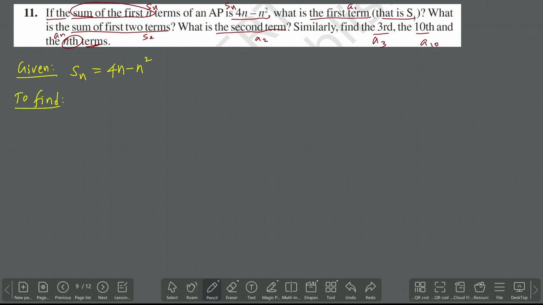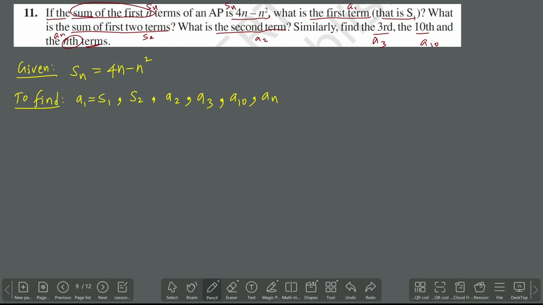But to find, there is a lot. What all did they ask to find? First they asked to find the first term, that is A1 or S1. Next, S2. Next, A2. Next, A3. Next, An. A lot of things. That is the idea. If I find An first, the remaining are very easy. When we substitute 1, 2, 3, we will get all of those. Am I right? We will try to find An if possible. Yes, it is possible.